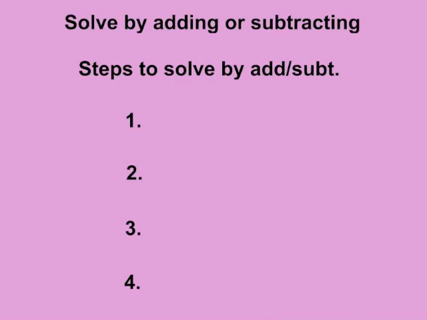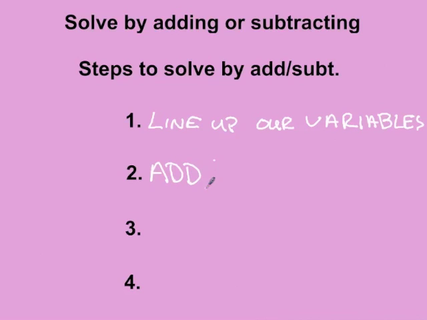So the first step of adding and subtracting is to line up our variables. That's going to be the first step when we're solving by adding and subtracting. That may sound a little confusing, and I'll come back and explain what that means. But first we need to line up variables. Our second step then will be to add or subtract.